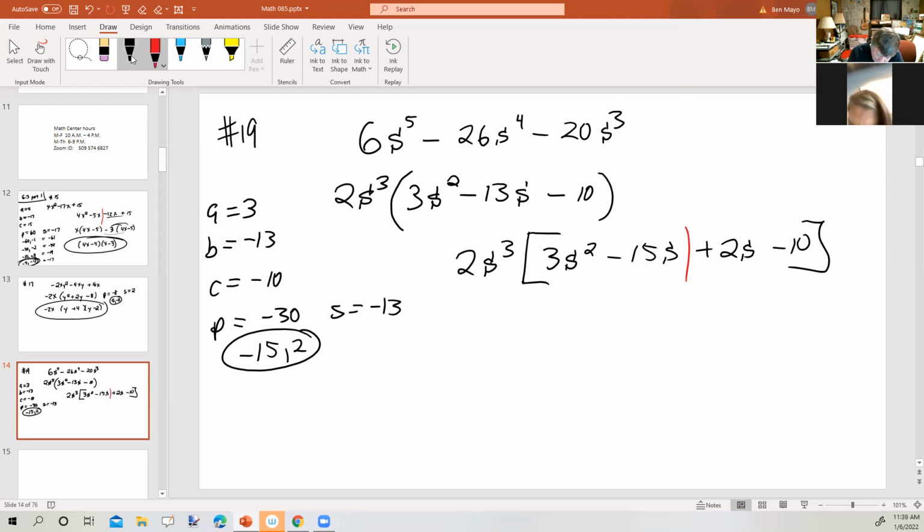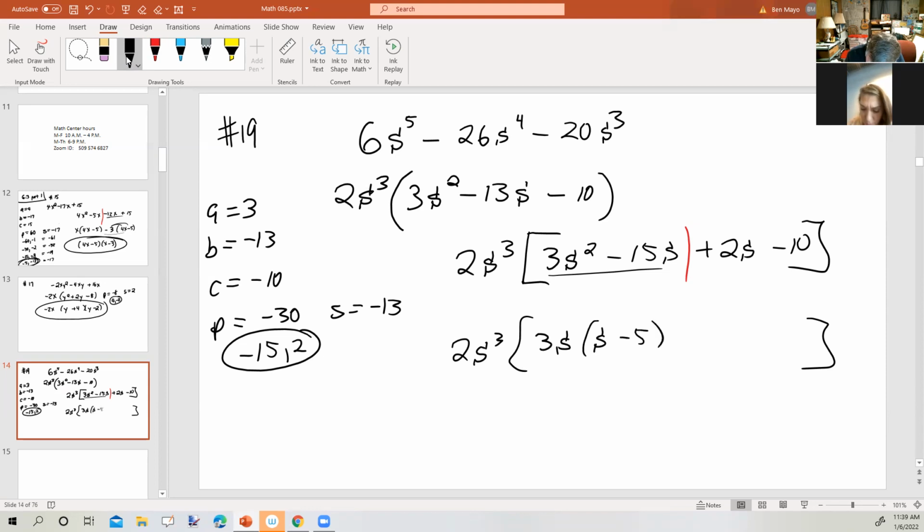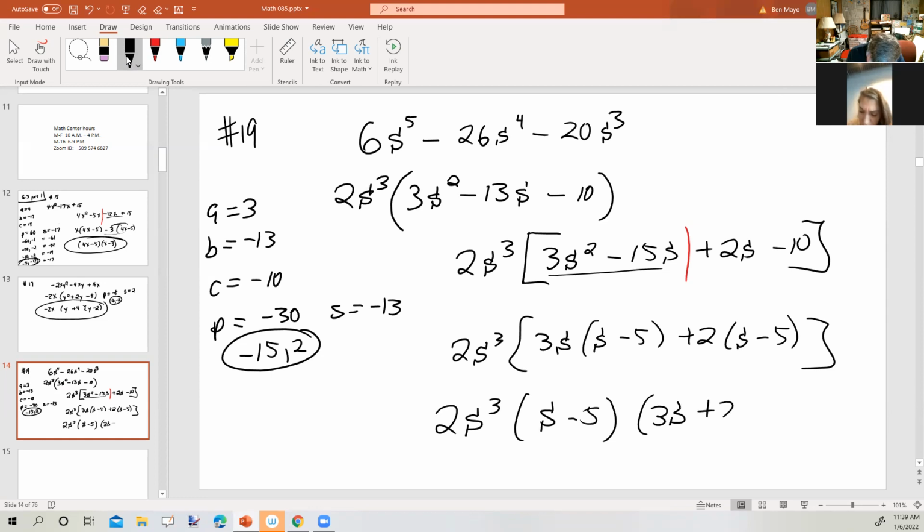Using grouping, 2s cubed. The greatest common factor of the first two terms is 3s. I have s minus 5 left over. So s minus 5 left over, a plus 2 right there. So my final answer, 2s cubed times s minus 5 times 3s plus 2.